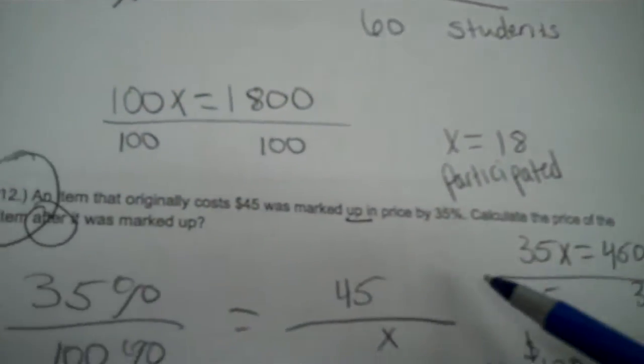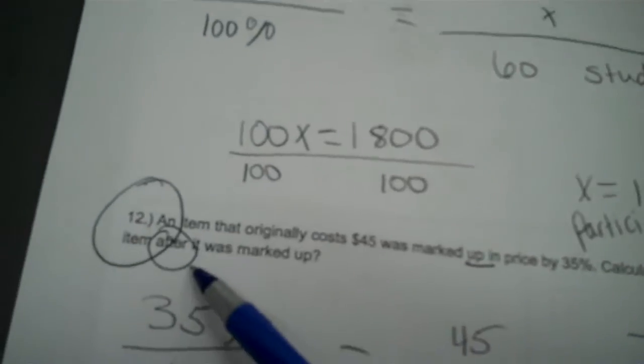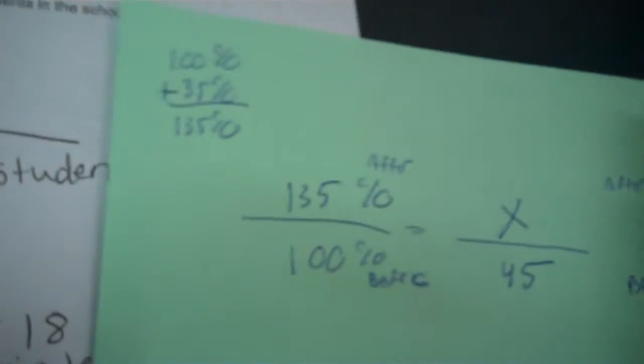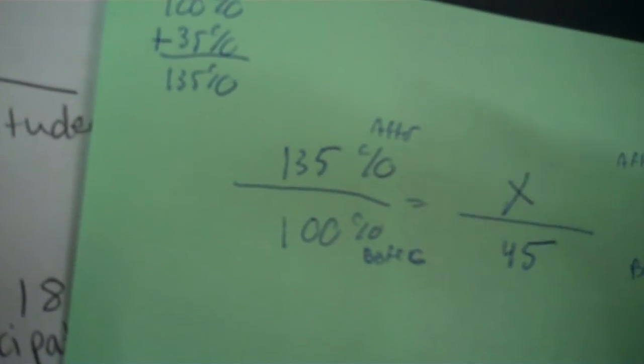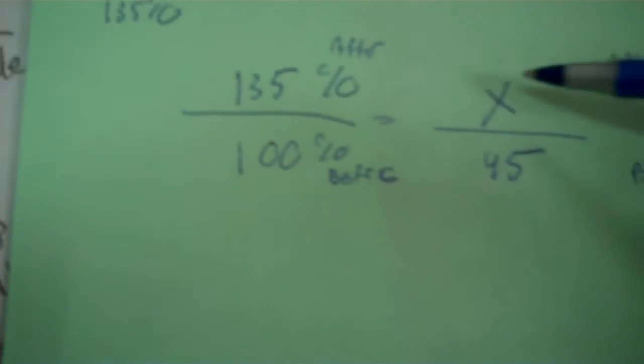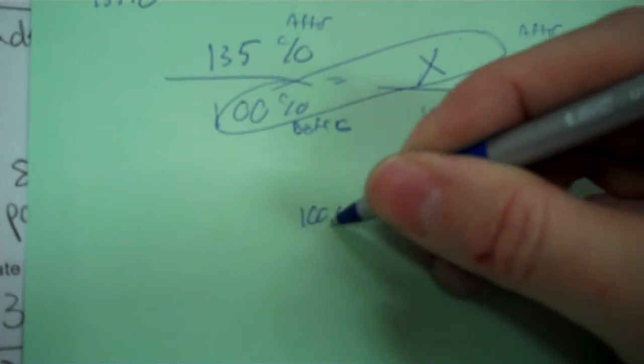Okay, and I want to figure out the price after. I got to find the price after it was marked up. So I got to find the X for after, and then before would be the $45. It's always that. If you have to add or subtract the percent from 100, you want to go after, before as your labels. And then from there, it's just 100 times X is 100X.